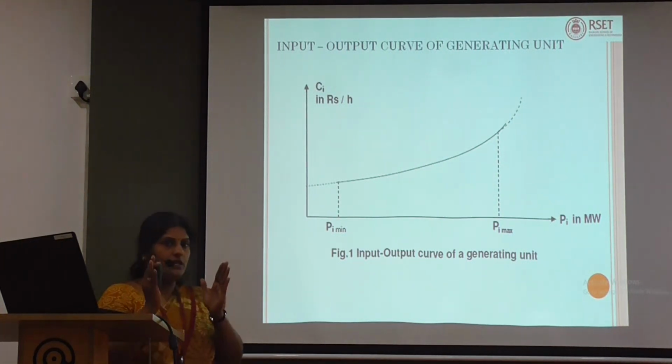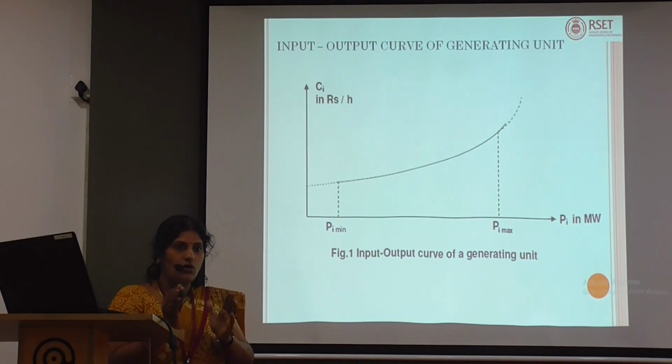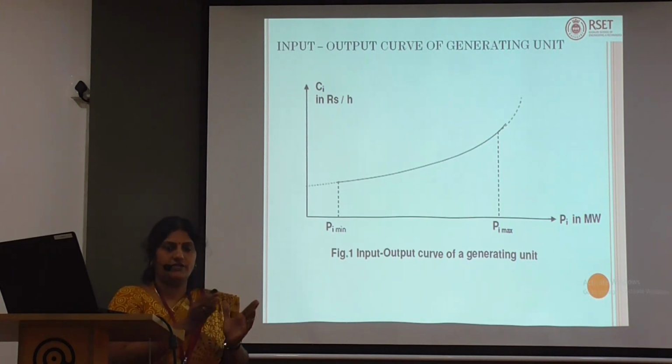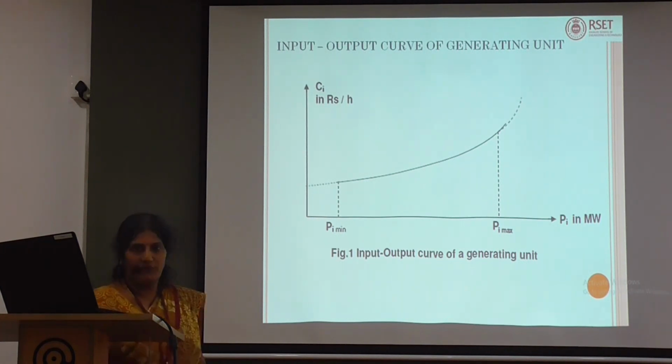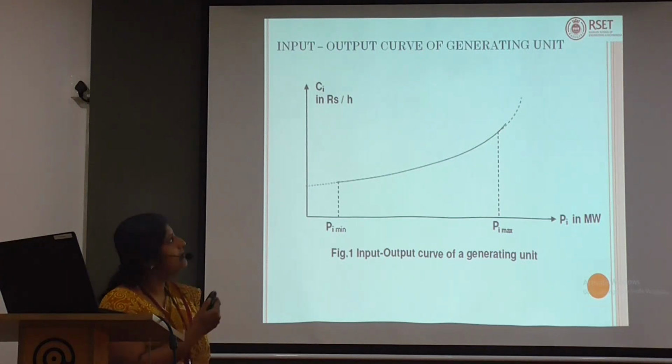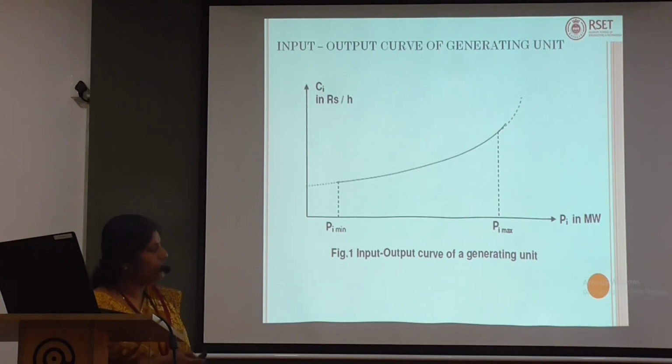In a plant there will be a restriction on the real power that is generated: what is the minimum real power that could be generated and what is the maximum real power that could be generated. So this is the real power minimum and this is the real power maximum. The generation in a plant should follow this curve with this inequality constraint. You cannot go for a generation lesser than P minimum or more than P maximum. That is how the input-output curve of a generating unit will be.